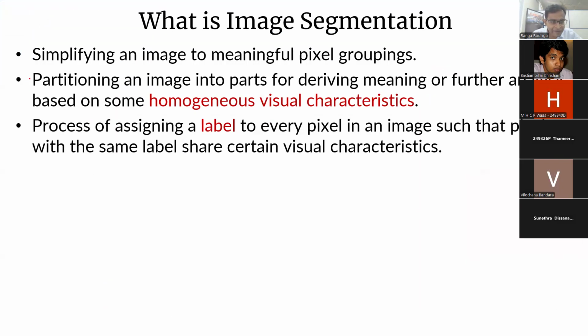All right, so you can see that in that example also we partition the image into two, foreground versus background. So that's segmentation. Partitioning an image into parts for deriving meaning for further analysis based on some homogeneous characteristic. So it is the process of assigning a label to every pixel in an image such that pixels with the same label share certain visual characteristics. So you can see here, it's not classification, it's not object detection, it's actually assigning a label to every single pixel. So semantic segmentation is one of them.